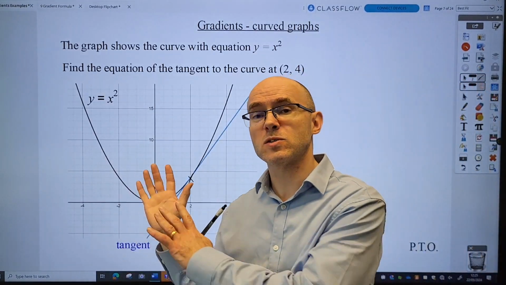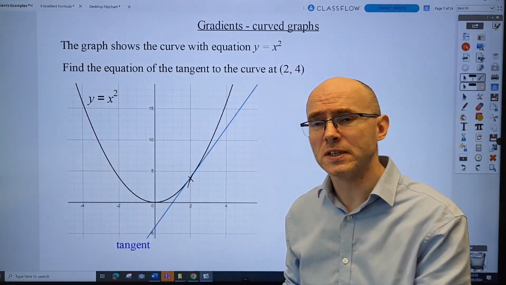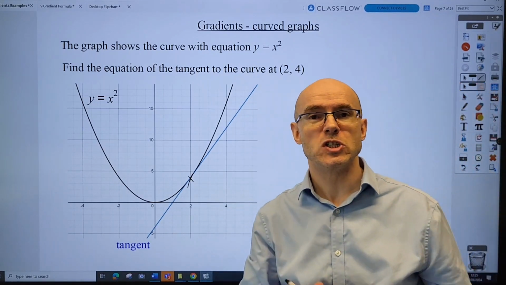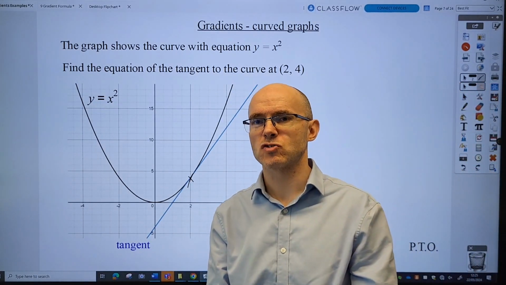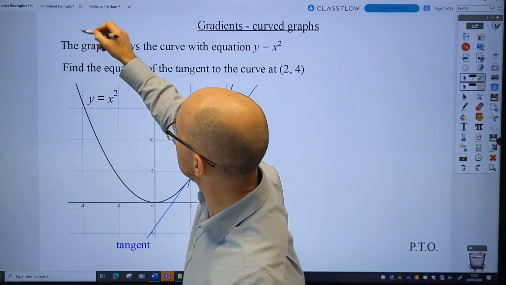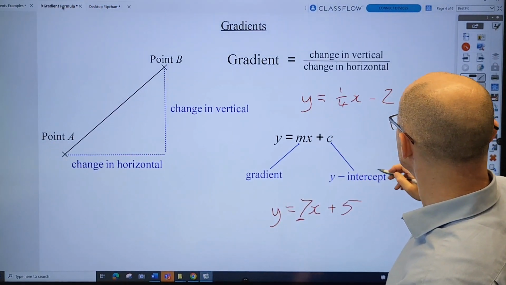By the time you get to this sort of question, year 11, year 12, you need to be able to know at the very least how to find the gradient of a straight line if you're about to tackle that question there. I'm just going to leave you with this.